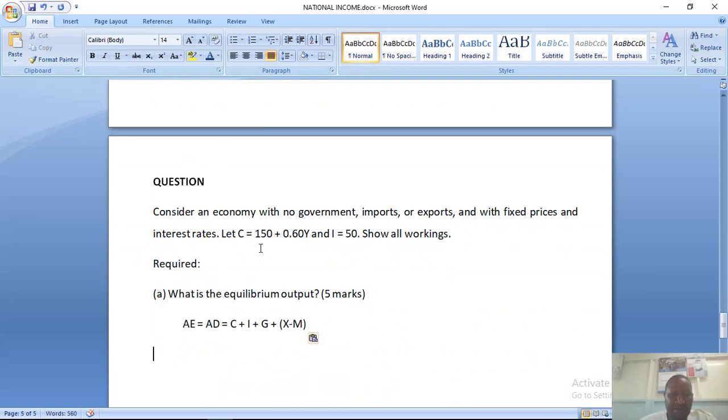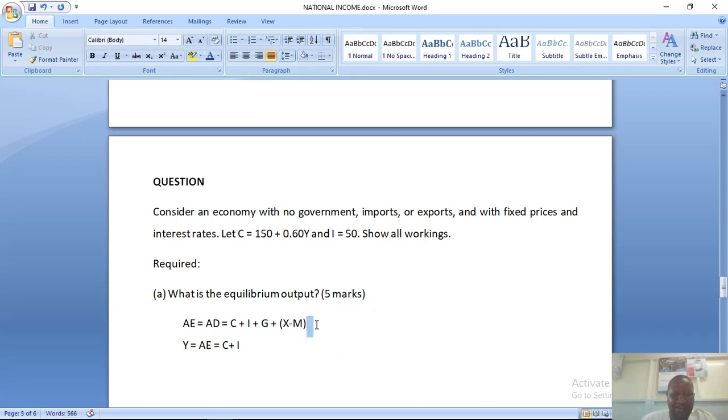So let the consumption function be 150 plus 0.6y and investment equal to 50. In this particular question, we are told that we do not have government expenditure and we do not have exports, so we are going to remove X, M, and G from our equation. The equation will be: income equals aggregate expenditure, AE, which is equal to C plus I.